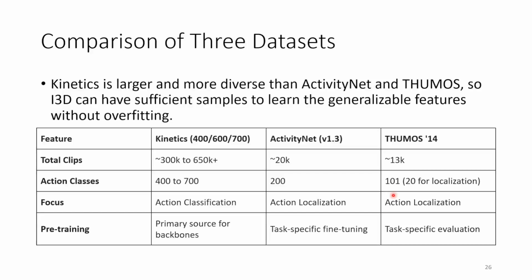Okay, so let's compare the three datasets. The advantage of Kinetics is that it is large enough, because there are 600K clips, and the number of classes is also the largest. It also focuses only on action recognition.